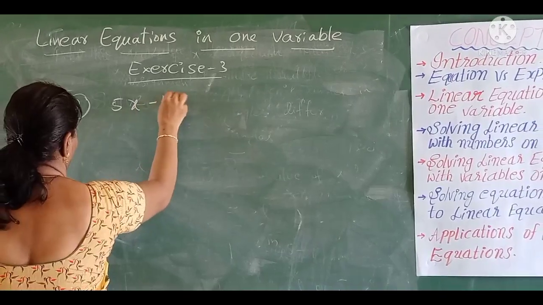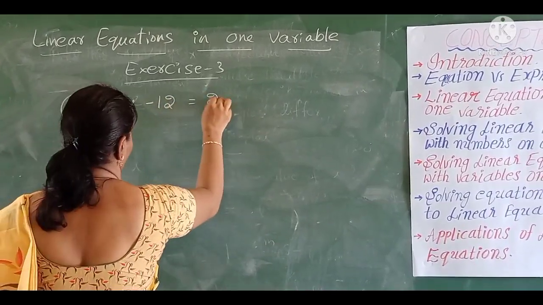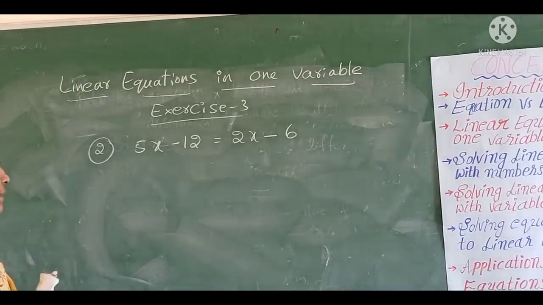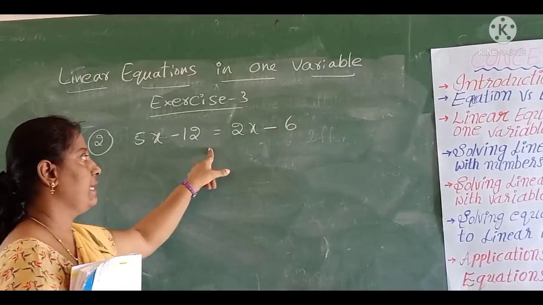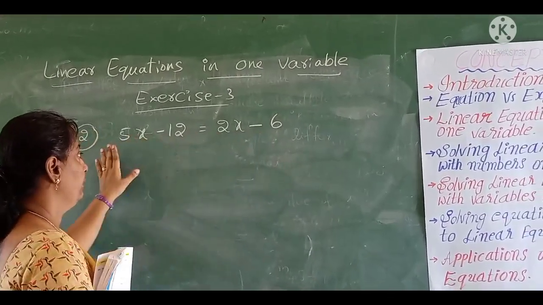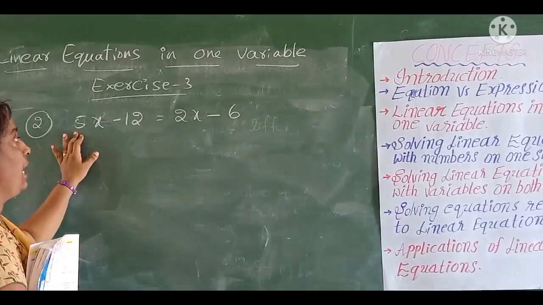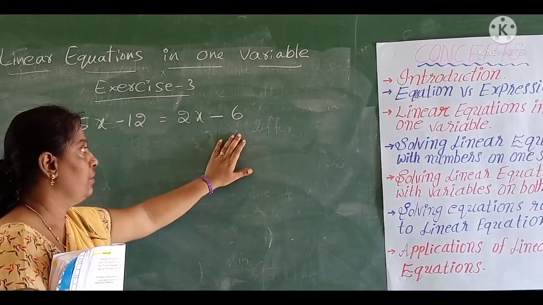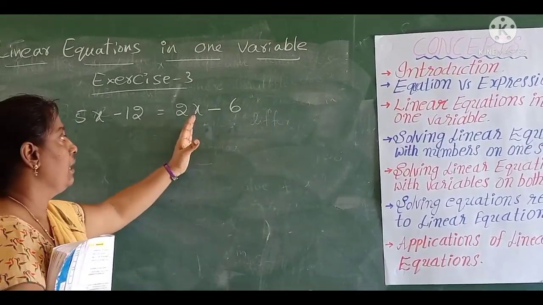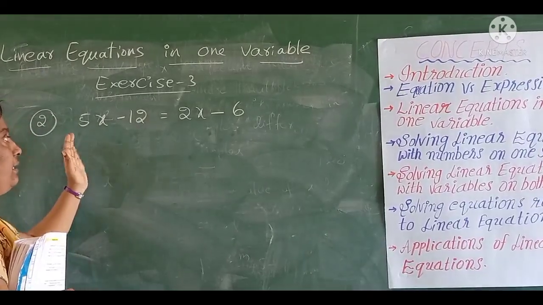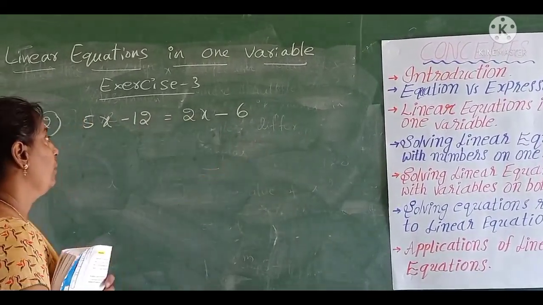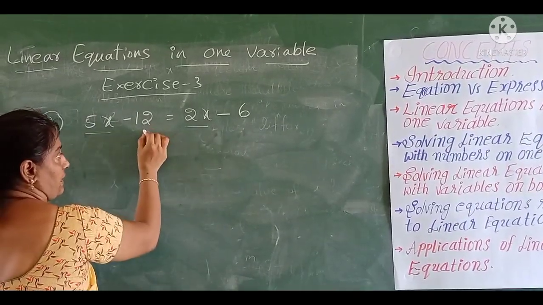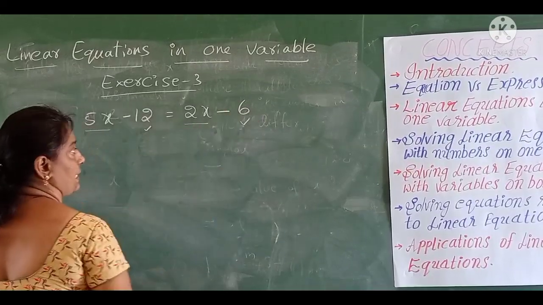5x minus 12 is equal to 2x minus 6. Observe the question. 5x minus 12 is equal to 2x minus 6. Here, there are variables on the left side and right side also. Constants are on the left side and right side also. How to solve? Move the variables to the left side and constants to the right side. So, what are the variables here? 5x and 2x. What are the constants here? Minus 12 and minus 6.